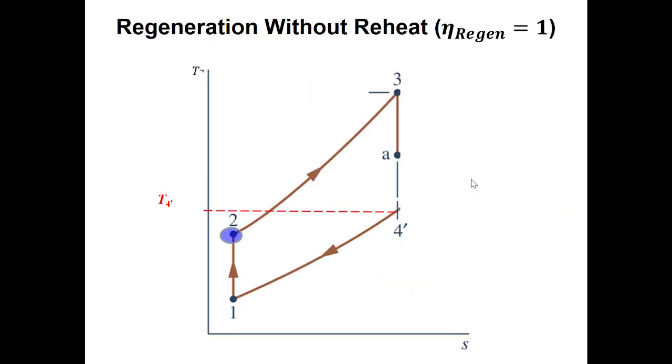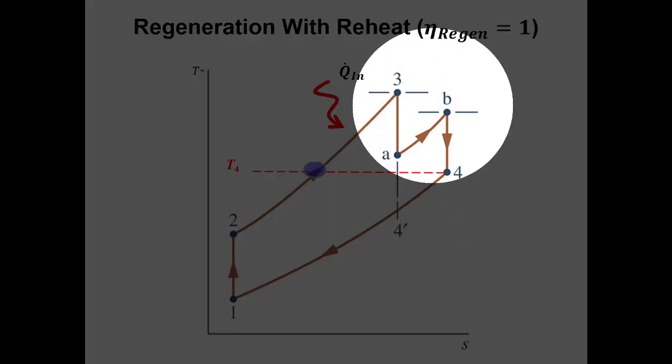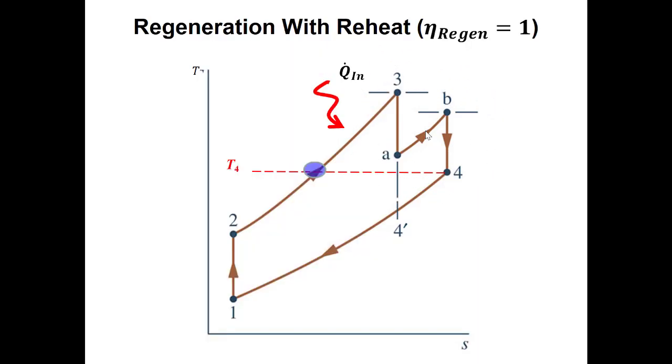So regeneration without reheat, maybe you could go from state 2 up to this dash line at 4 prime, and then you'd have to add heat to go from here all the way up to state 3. But if you add reheat, then what happens is your regenerator could go all the way up here to T4, and you'd add less heat from T4 up here to state 3. Right? Now you've got to also remember that you have to add some extra heat in here, but you're also getting more work out of the system.